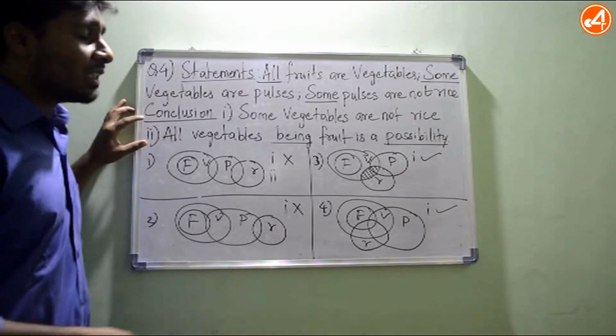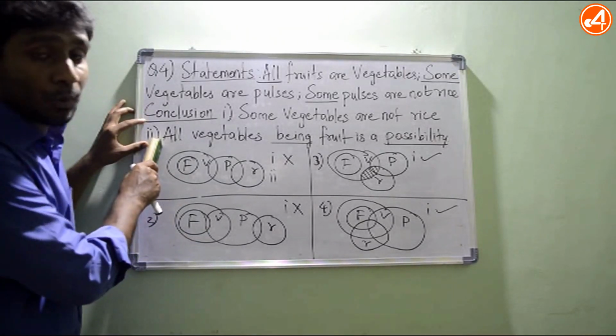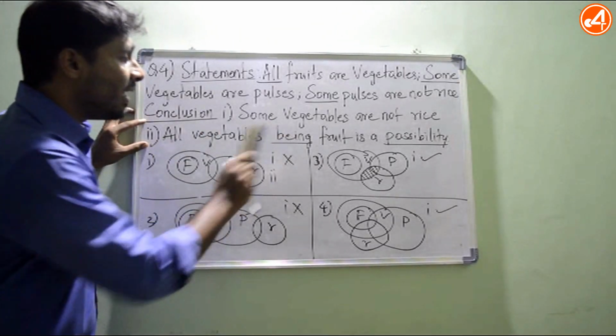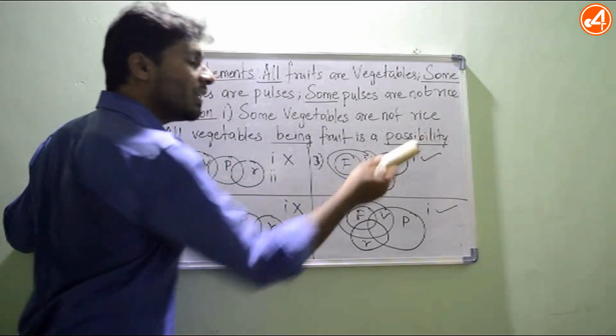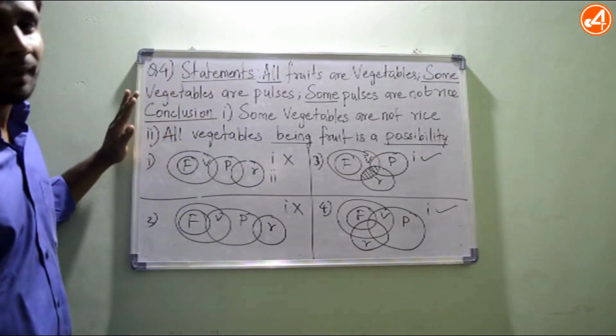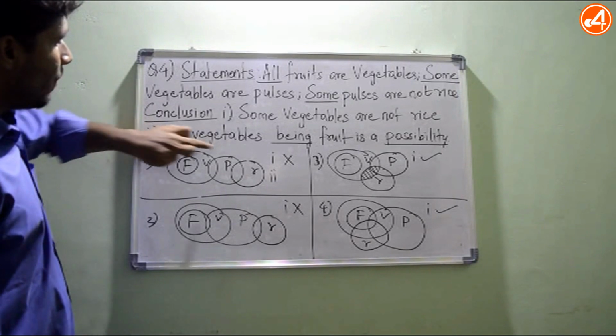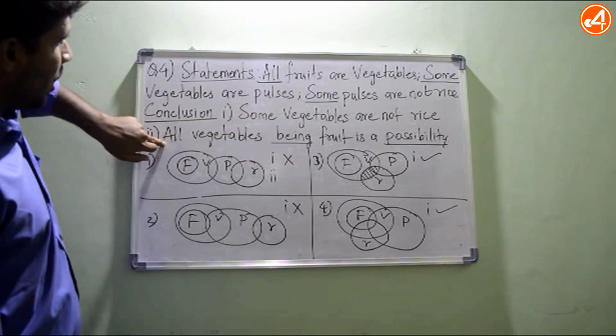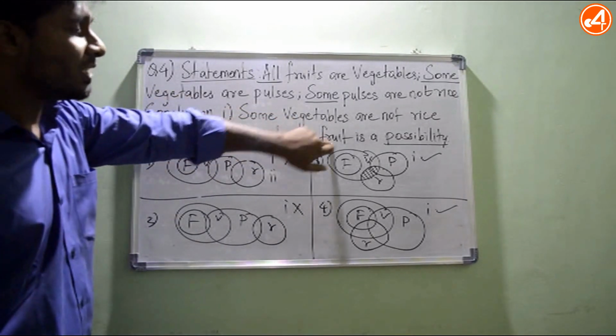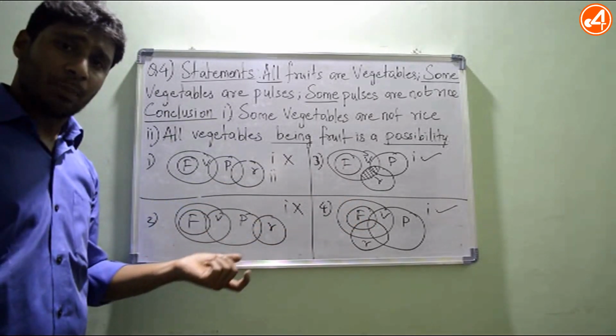So you don't need to get confused by this statement. This statement is very simple. Just the word "being" and the word "possibility" will confuse you, but there is no need to be confused. You can take it as a normal thing. Simply imagine all vegetables, and just leave the word "being". So all vegetables are fruits is a possibility. Yes, it is a possibility.